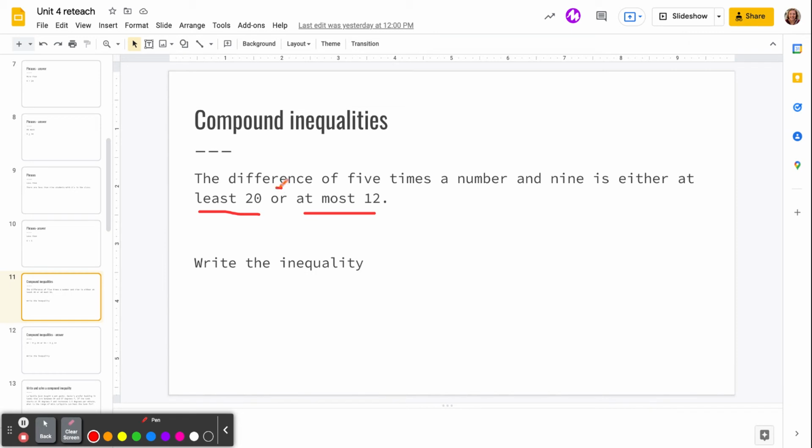We see that there's already an or in the problem, so that's the thing I would look for first. So we know our inequality is also going to be an or inequality. It's a compound inequality, meaning that there are two inequalities.